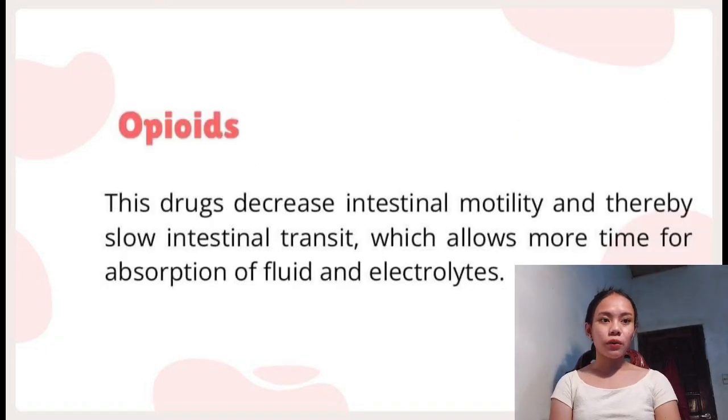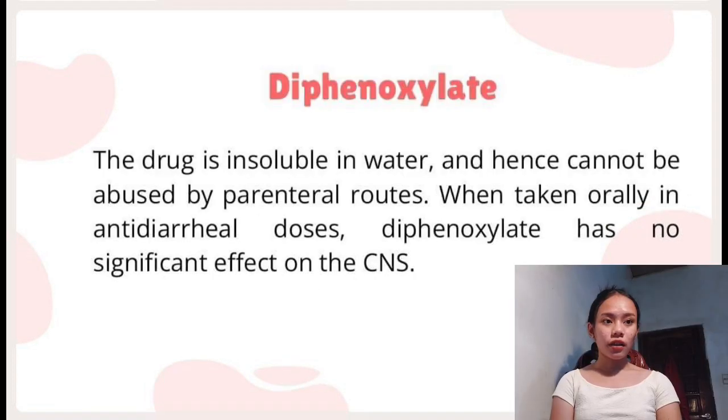For our first drug, we have the opioids. These drugs decrease intestinal motility and thereby slow intestinal transit, which allows more time for absorption of fluid and electrolytes. Next drug is diphenoxylate. This drug is insoluble in water and hence cannot be abused by parenteral routes. When taken orally at antidiarrheal doses, diphenoxylate has no significant effects on the CNS. However, if taken in high doses, the drug can elicit typical morphine-like subjective effects.